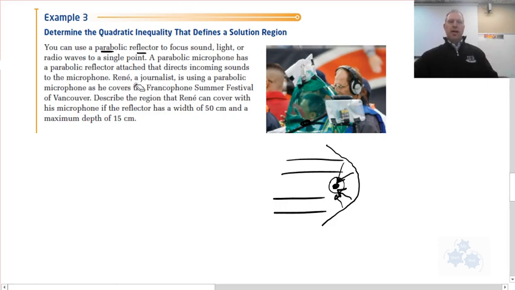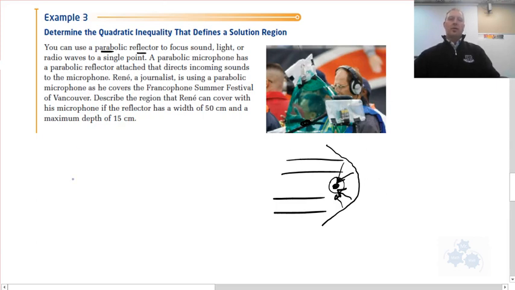It describes it here. Rene, a journalist, is using a parabolic microphone. He covers the Francophone Summer Festival, Vancouver. Describe the region that Rene can cover with his microphone if the reflector has a width of 50 centimeters and a maximum depth of 15. Okay, so he's holding it sideways.